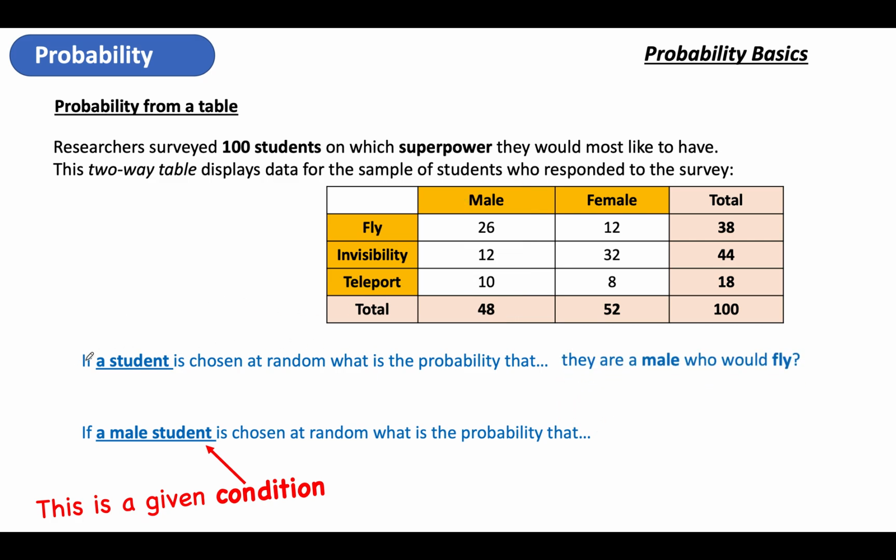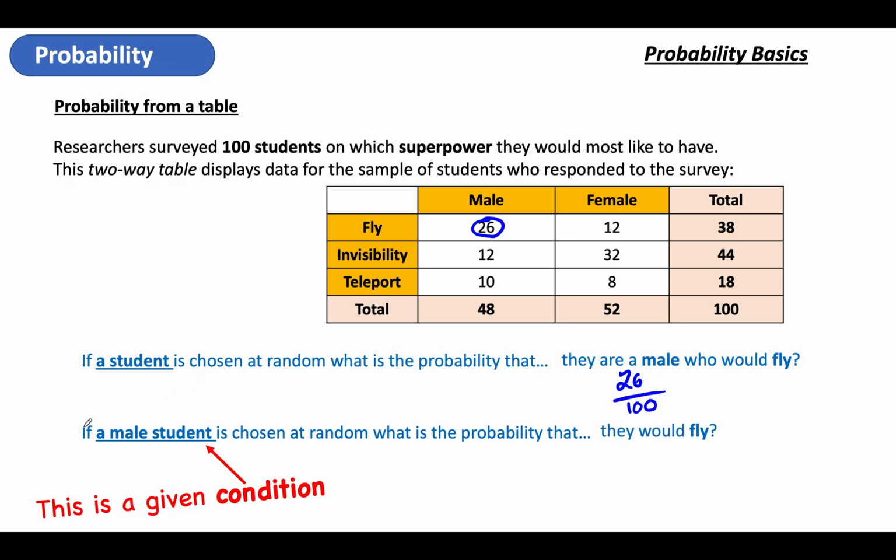Okay, it can get a bit confusing initially, but let's look now. If a student is chosen at random, so I know it's out of 100, what's the probability they're male and they would want to fly? Well, male and the people that want to fly is there. That's 26. So that would be 26 out of 100, because it says any student chosen at random. It didn't say they had to be male. It just says that we want the final thing to be male and fly. It doesn't say that it's just chosen males. It says it's chosen out of everyone.